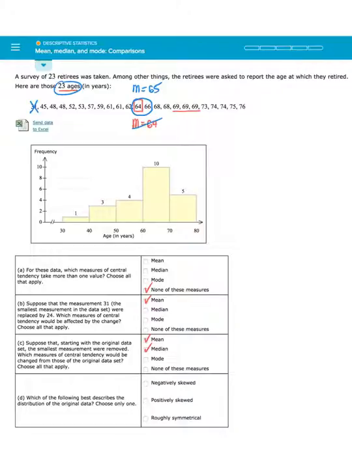Final part, part D. Which of the following best describes the distribution of the original data? Choose only one. As you can see, the histogram gives me a curve or shape that is skewed to the left because it tapers off on the left side. We call this negatively skewed. So my choice is the first option, negatively skewed.